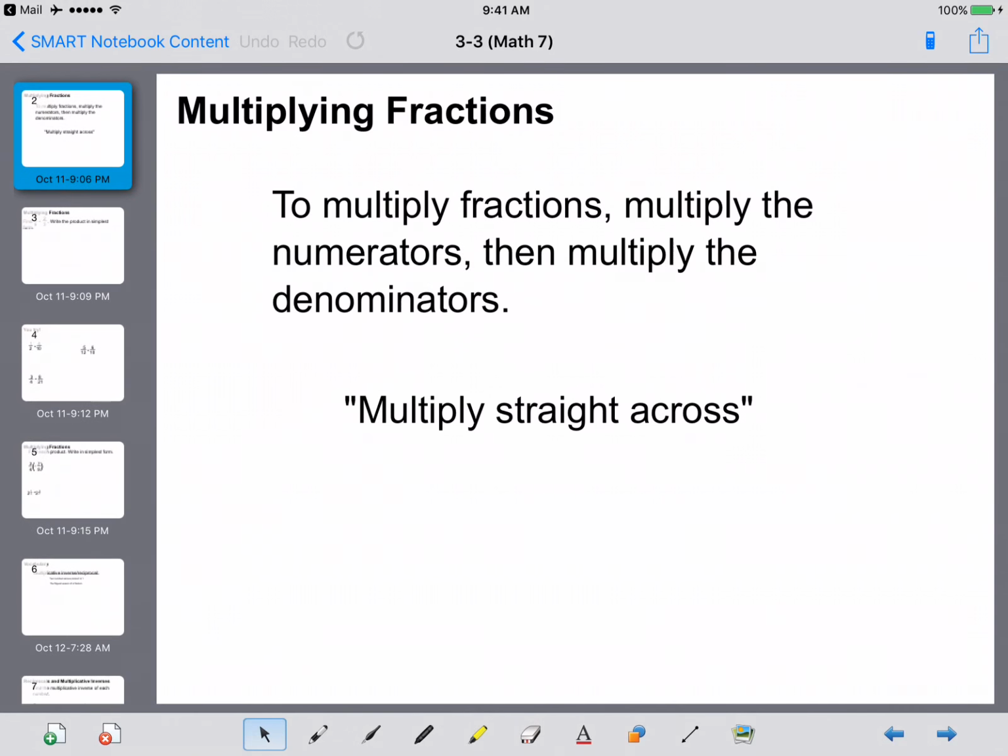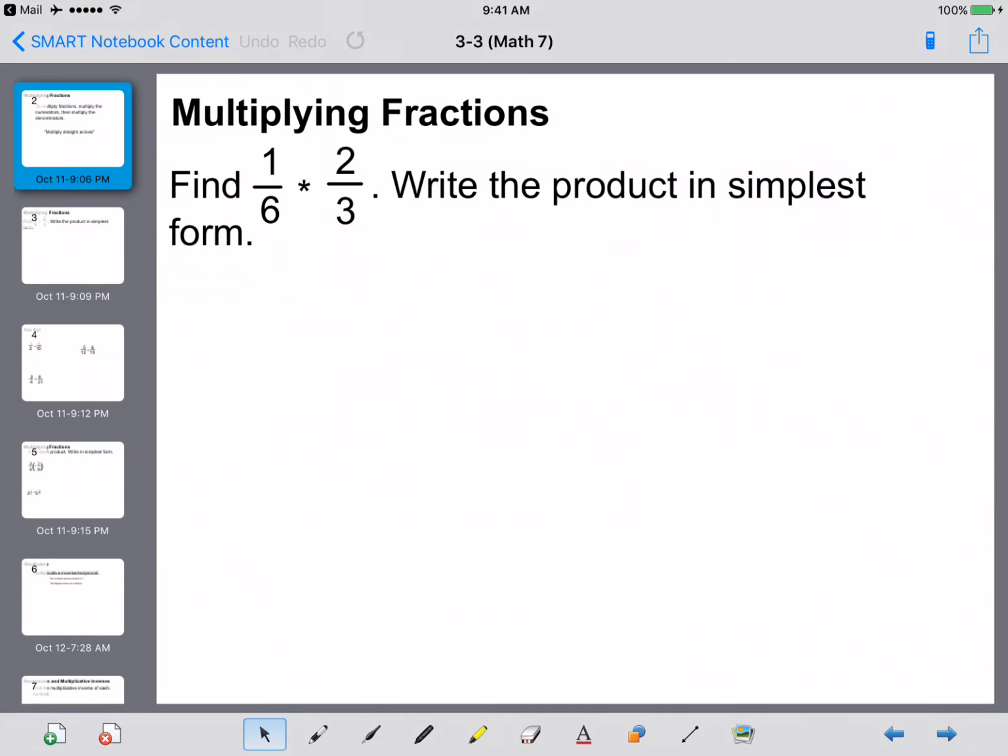So we're going to start off with multiplying fractions. And so to multiply fractions, you multiply the numerators and then you multiply the denominators. So in other words, you just multiply straight across. You don't need to change anything.